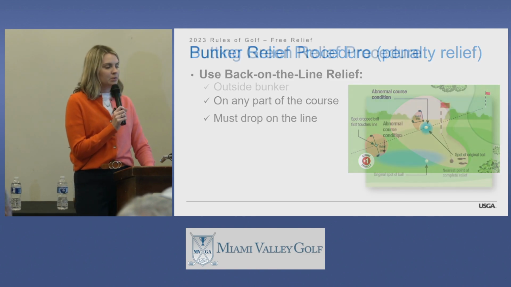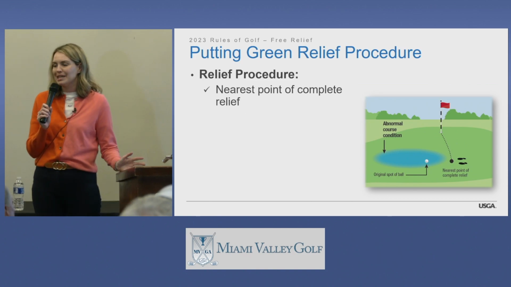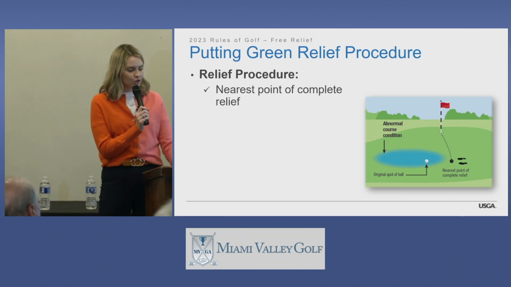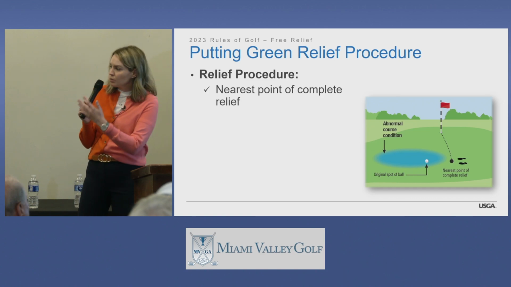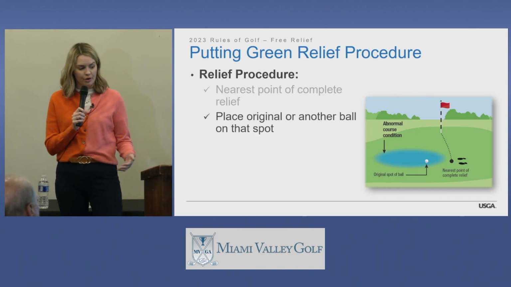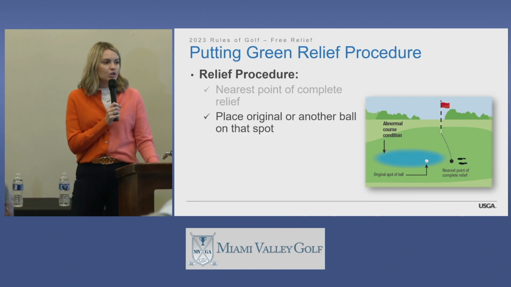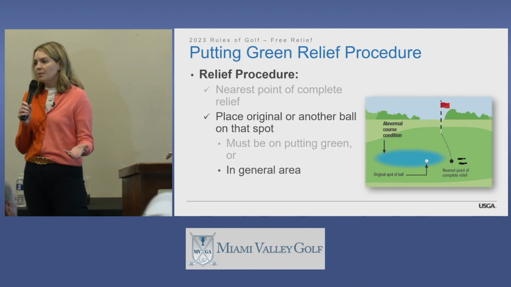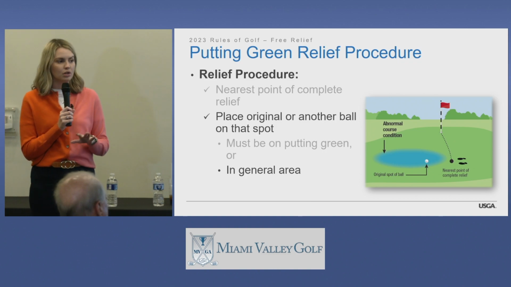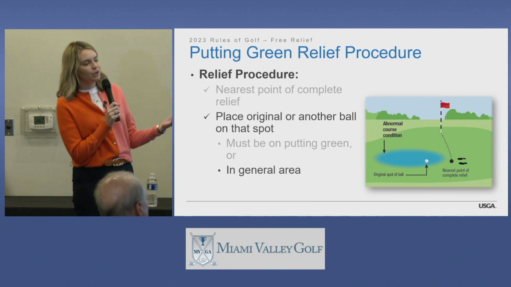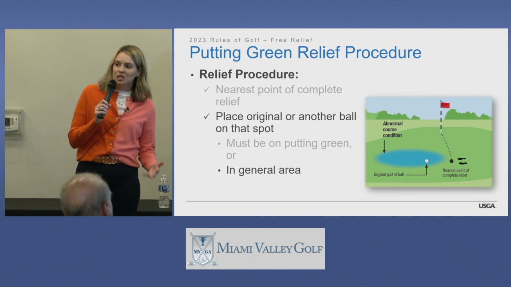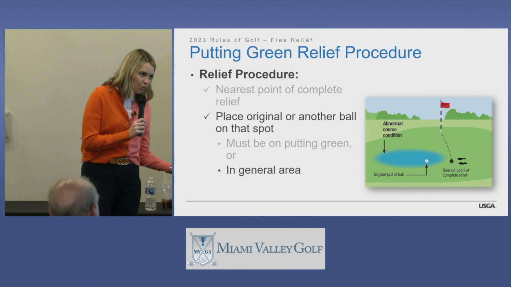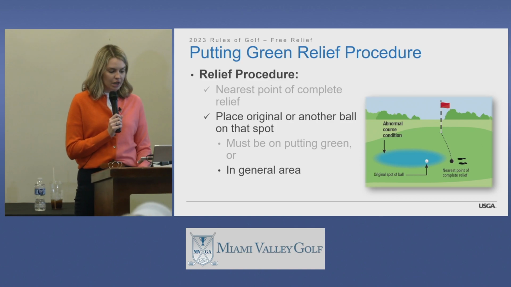On the putting green, since we're starting off on the putting green, this is going to be a placing relief procedure. We're going to go ahead and place a ball at that nearest point of complete relief. We're still taking relief, so we can use either the original ball or another one. But that nearest point of complete relief is not guaranteed to be on the putting green. It's either got to be on the putting green or in the general area. And if the nearest point of complete relief is in the general area, that's the spot that the player has to use. They don't get a choice to go somewhere else and stay on the putting green. They've got to go wherever that nearest point of complete relief is located.